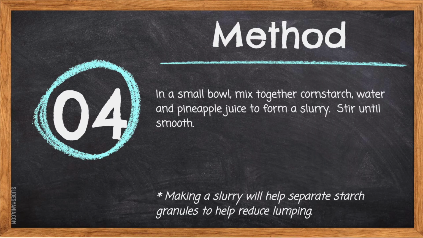Step 4. In a small bowl, mix together cornstarch, water, and pineapple juice to form a slurry. Stir until smooth. Making a slurry will help separate starch granules to help reduce lumping.